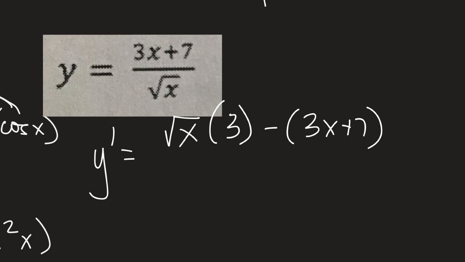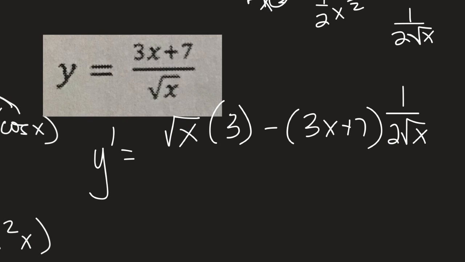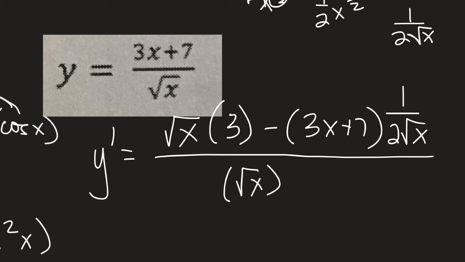Okay, so remember, root x is x to the 1/2 power. So when we use the power rule, the 1/2 comes to the front, and then we have a negative 1/2 as its power. So if we simplify this, we get 1 over 2 root x. So that's what I'm going to multiply by, 1 over 2 root x, which is the derivative of root x, over root x quantity squared.